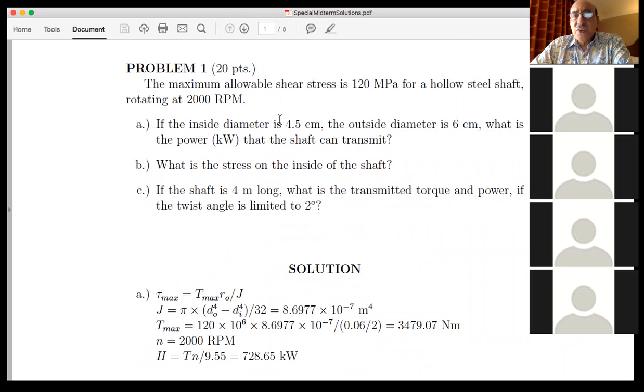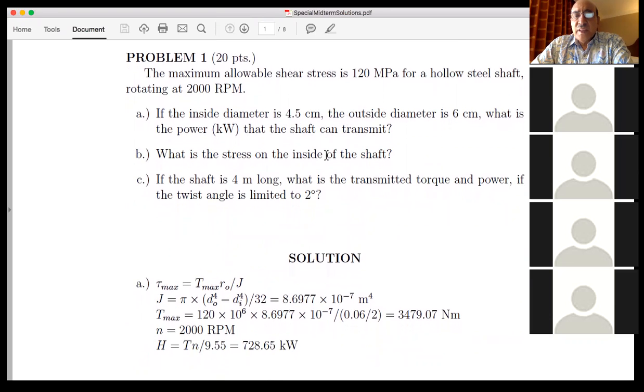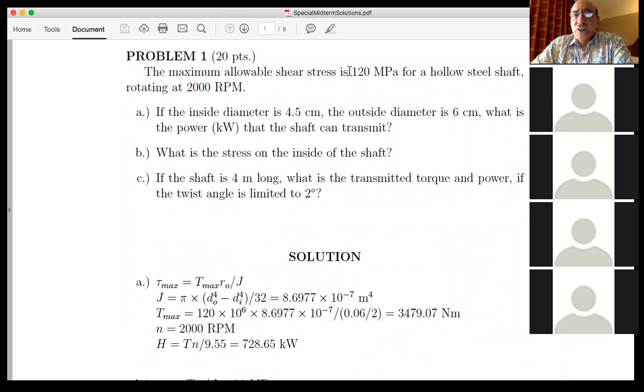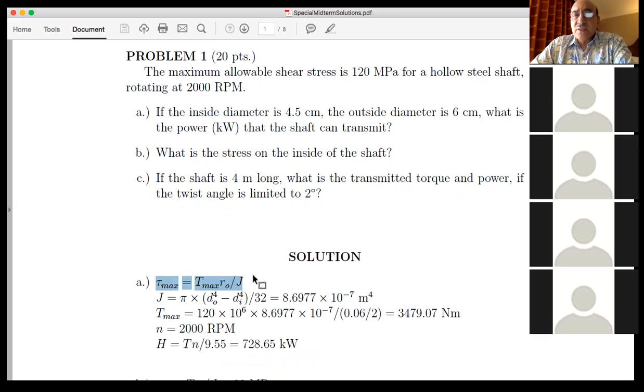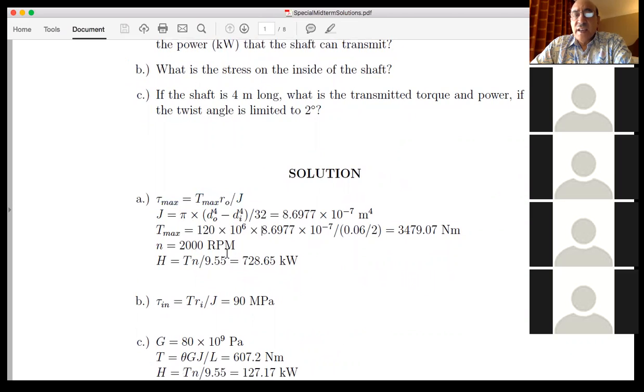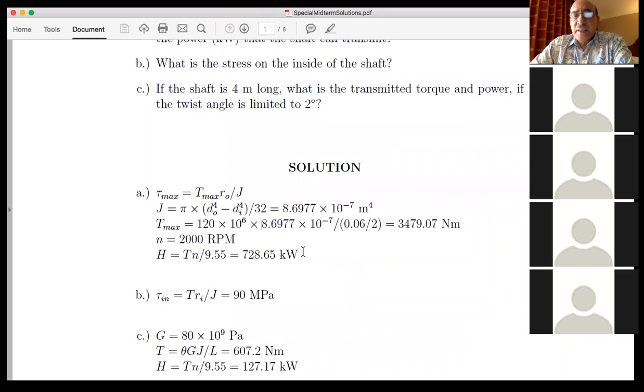If we know the inside and outside diameters, we would know J for that shaft. And we therefore know from the allowable shear stress, if we have an allowable shear stress of 120, and we know J for the shaft, then we would know what the maximum torque is, because tau max is equal to T max R0 over J. That already gives us the torque needed. If we have the torque and the RPM, then we would know the horsepower. So this is a problem variation testing knowledge of the equations relating torque to horsepower to stress for the shaft.